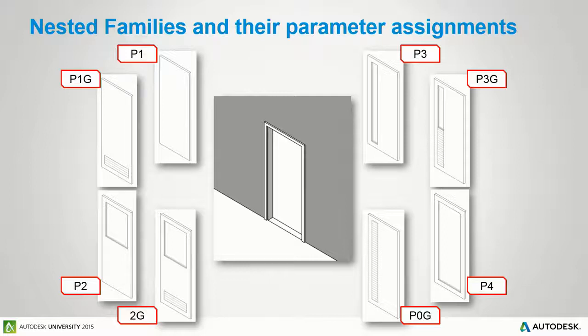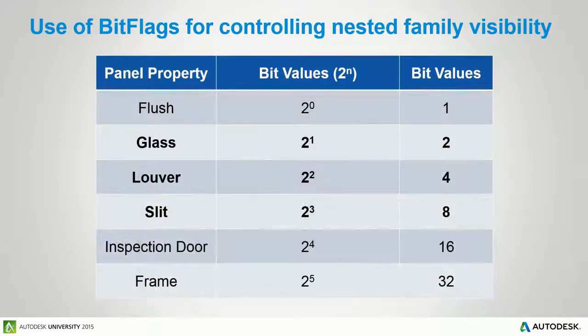So what's the use of these parameters, and why yes/no parameters? The use of these parameters is to set the visibility of their corresponding panels. These parameters also contain equality formulas holding an integer that represents one or more properties of the door panels, which are flush, with glass, with louvers, with slits, full frame, or inspection door. So we assign each of these properties to a corresponding number, which is a power of 2.